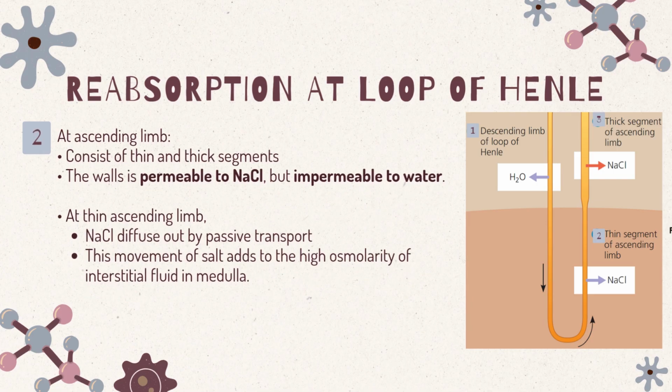Reabsorption at loop of Henle. 2. At ascending limb, consists of thin and thick segments. The wall is permeable to sodium chloride, but impermeable to water. At thin ascending limb, sodium chloride diffuses out by passive transport. This movement of salt adds to the high osmolarity of interstitial fluid in medulla.